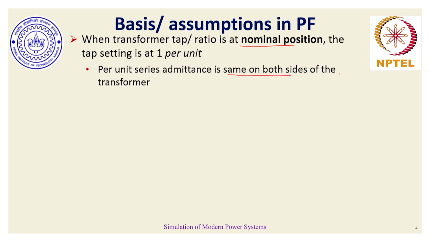On per unit basis, as long as the transformer tap is at the nominal position, which is usually the rated tap position, the impedance or the admittance seen on either side, HV and LV side, would remain the same, and hence it would easily behave as a typical transmission line which can be modeled as a nominal pi model. And hence nothing exclusive needs to be done for transformers which operate at their nominal position.